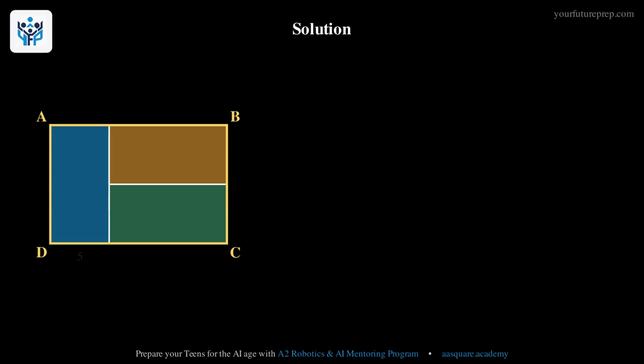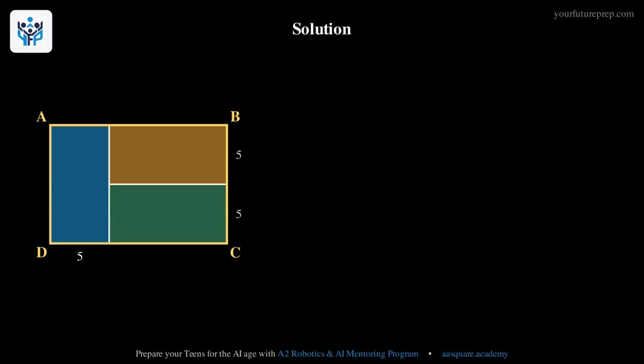Let's draw the arrangement. One small rectangle stands upright on the left. On the right, two more identical rectangles are stacked, lying on their sides. Every small rectangle has a shorter side of 5 feet and a longer side we'll call L.